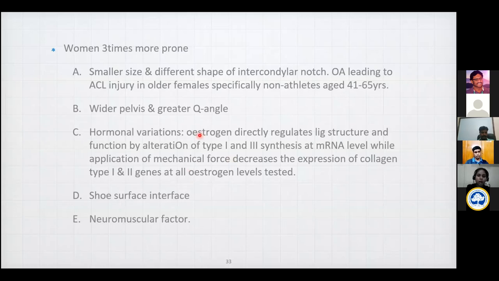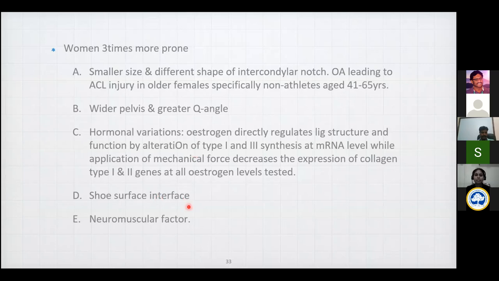Hello? Yes, ma'am. Okay. So, next is hormonal variations. In women, hormones always play a game. There are many hormonal swings in women. Estrogen directly regulates the ligament structure. Ligament laxity may be because of hormonal imbalances and function by alteration of type 1 and type 3 synthesis at mRNA level, while application of mechanical force decreases the expression of collagen type 1 and type 2 genes at all estrogen levels tested. So it has been tested that when there is sufficient mechanical loading throughout the year, the ACL is healthy. These hormonal variations do not hamper the game much.